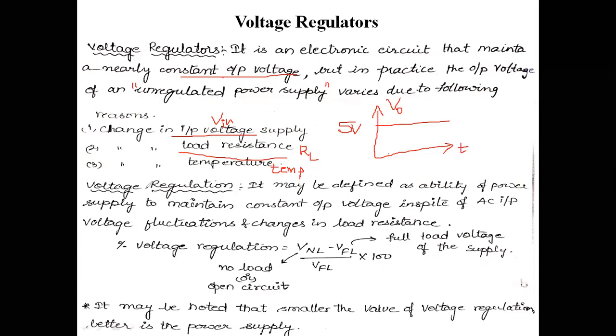And next one is voltage regulation. How voltage regulation can be done, we will see. Voltage regulation is defined as the ability of a power supply circuit to maintain constant output voltage, in spite of AC input voltage fluctuations and changes in load resistance.